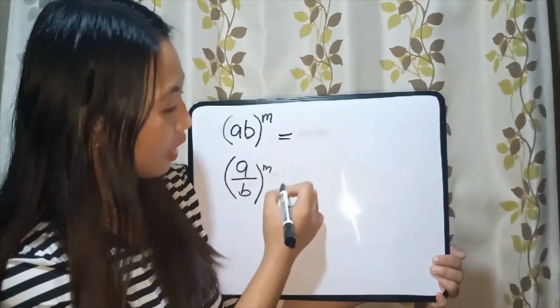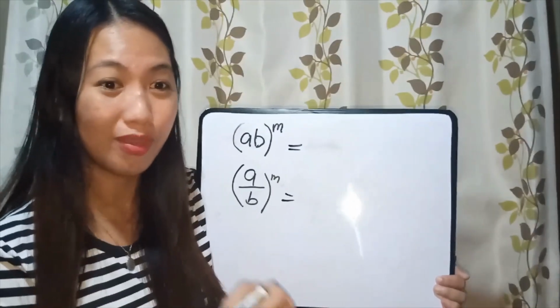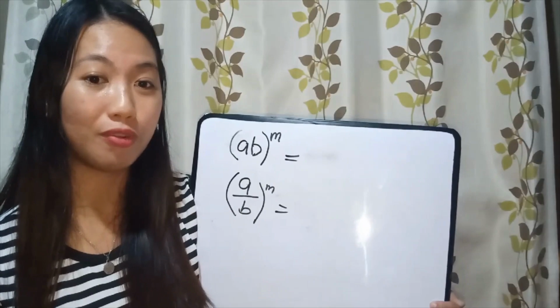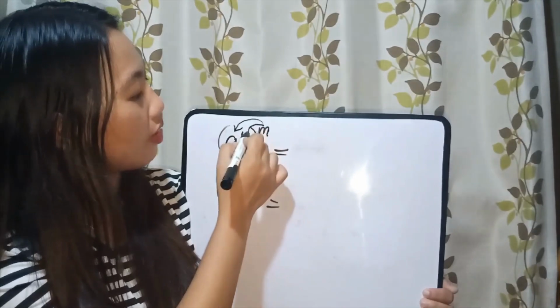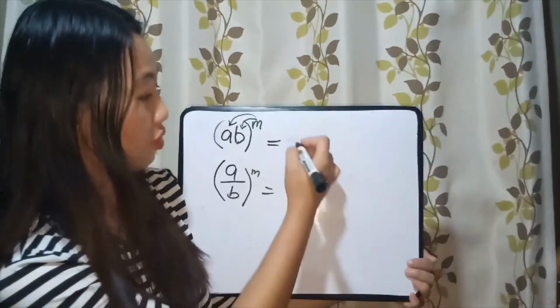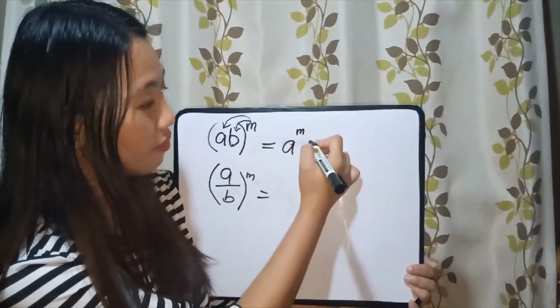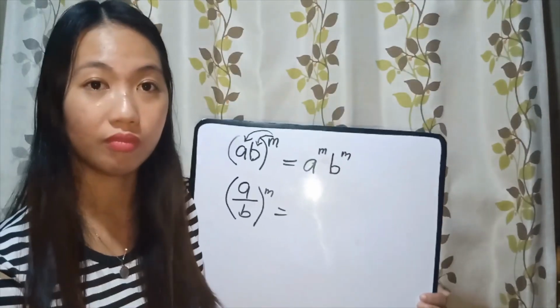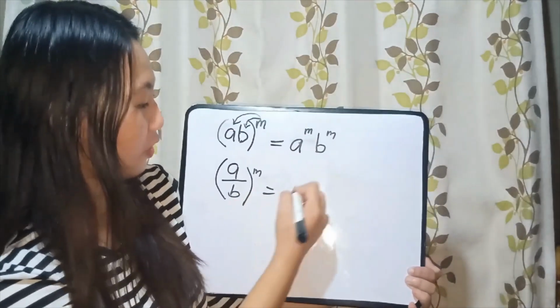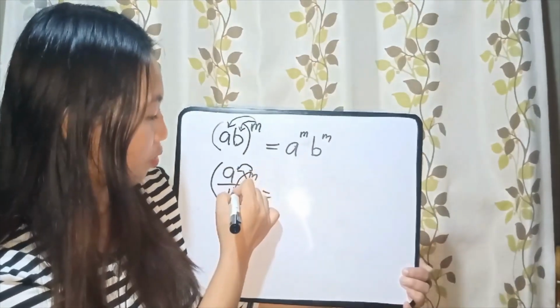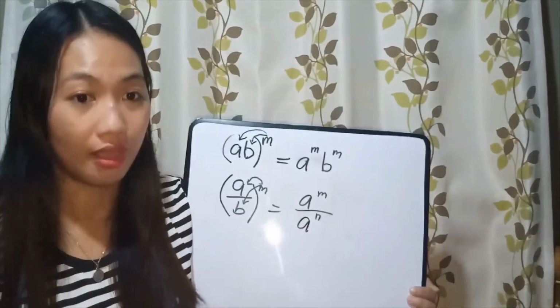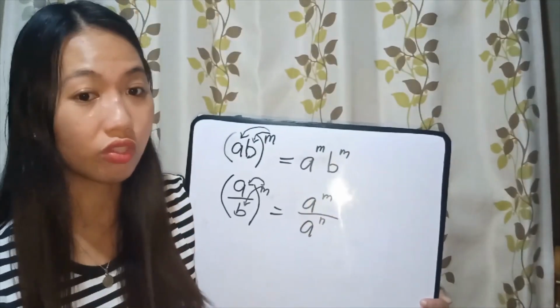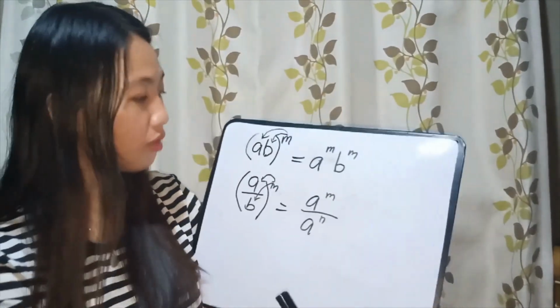So in here, I think this is the easiest law, okay? Because we only use the distributive property to rewrite the expression. So we're going to distribute the exponent to the variables. So we have a raised to m, b raised to m. So that's how easy it is. For the division, distribute the exponent. We have a raised to m over b raised to m. For the reverse, we use the undistributive property. And we can also use the commutative property to express it.